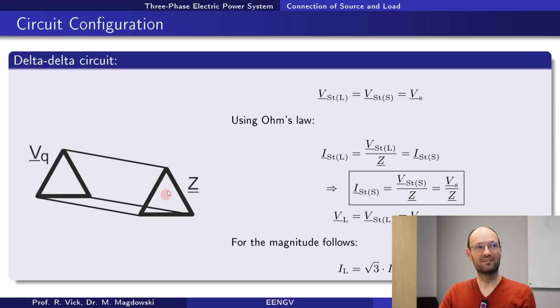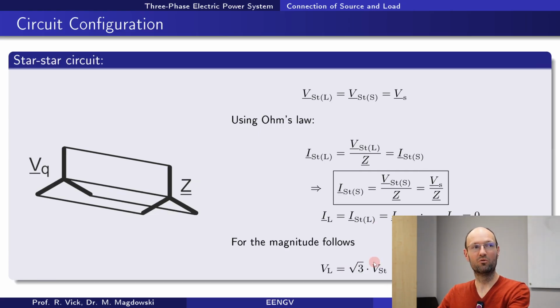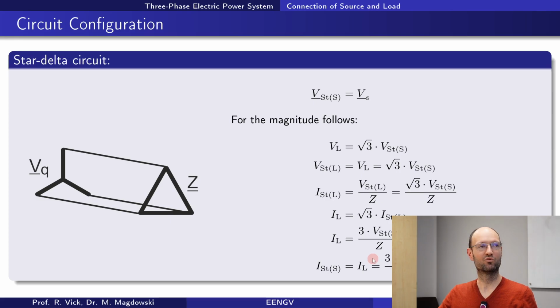If this is symmetric and this is symmetric, then also the current here will be the same as the current here because of this symmetry. So if we want to know the current, we just use Ohm's law to calculate it. And here the current on the line is, as discussed before, square root of 3 times larger than the current in the phase. Okay, so these were the two, let's say, easier cases. Now we can do something slightly more complicated and say, okay, we have a star source and a delta load.